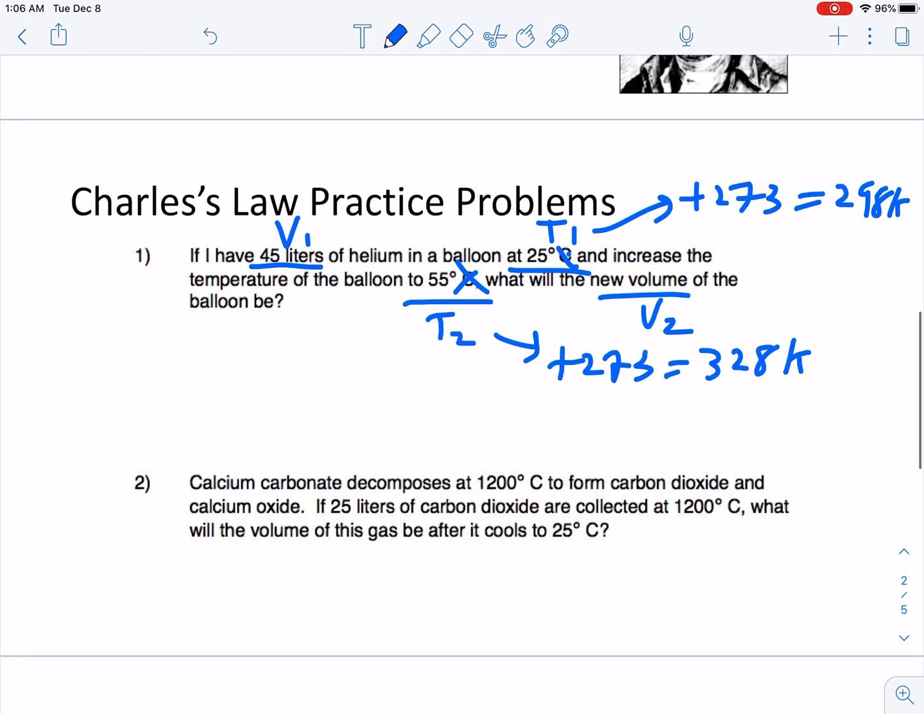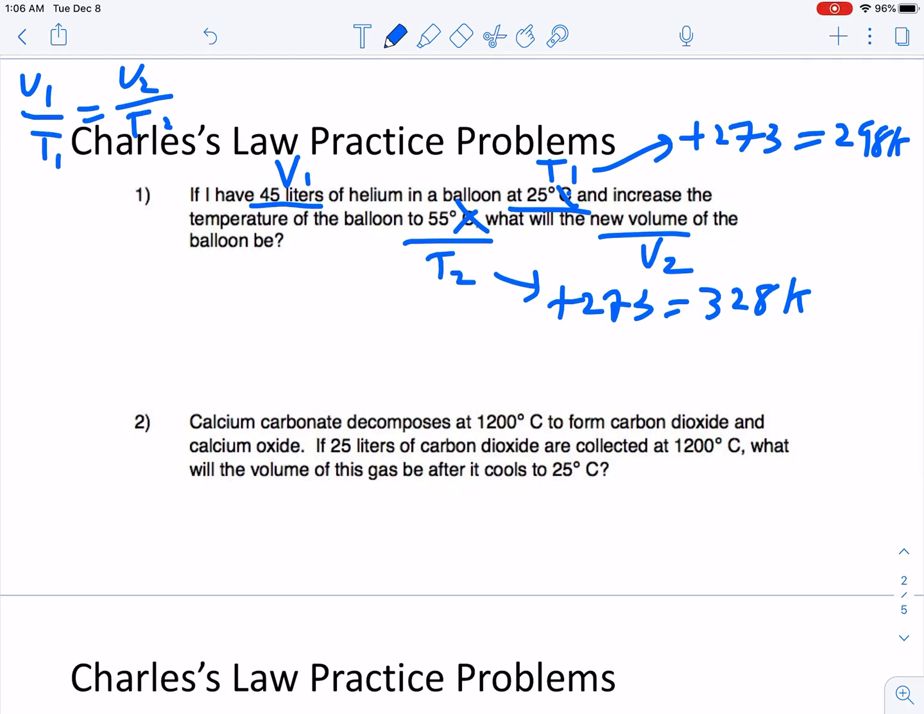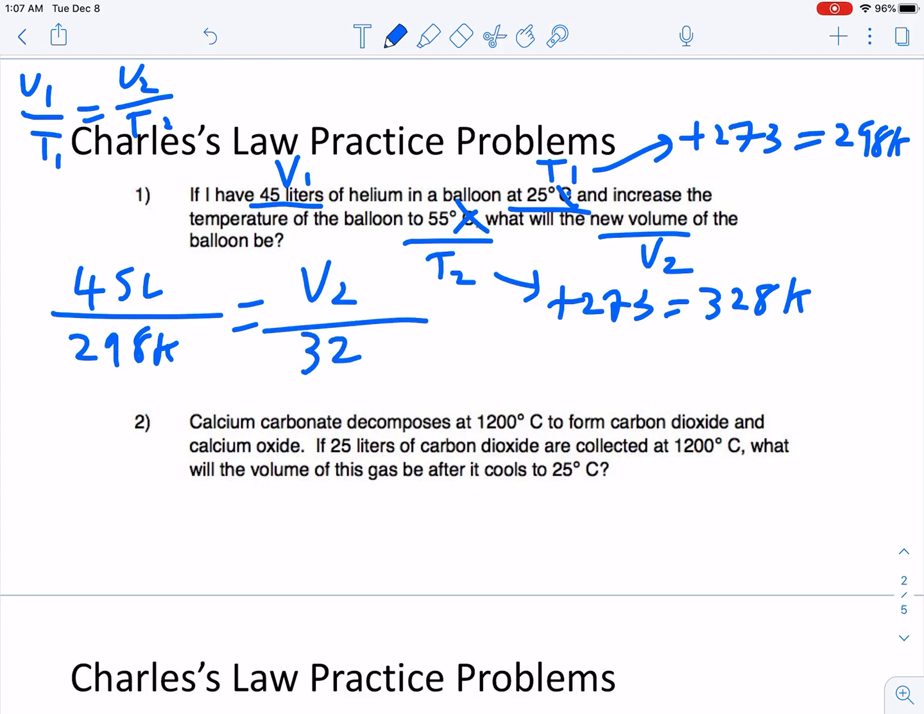So now just plugging into our equation for Charles' law, remember that is V1 over T1 is equal to V2 over T2. So that's going to be 45 liters divided by 298 Kelvin. That's my V1 and my T1. And I know that's going to be equal to my unknown V2 over 328 Kelvin.